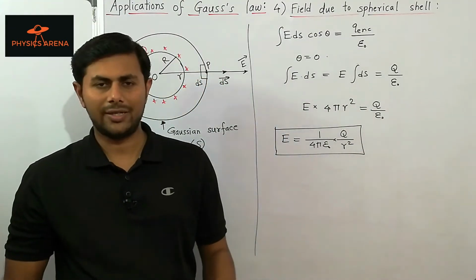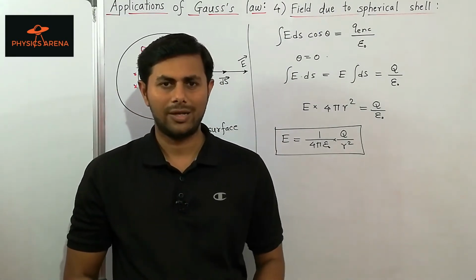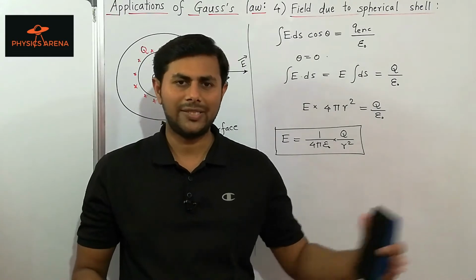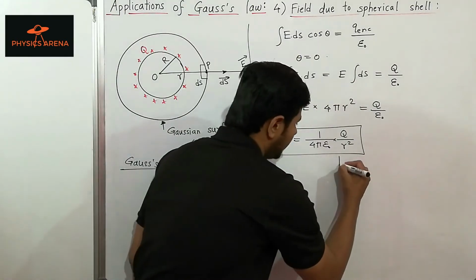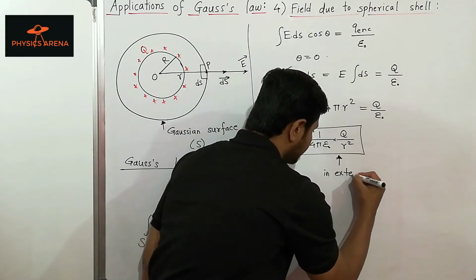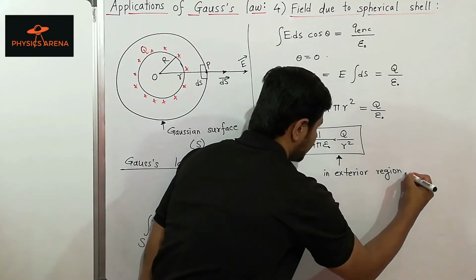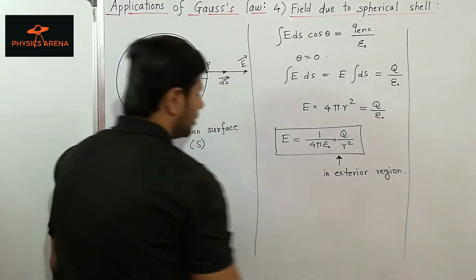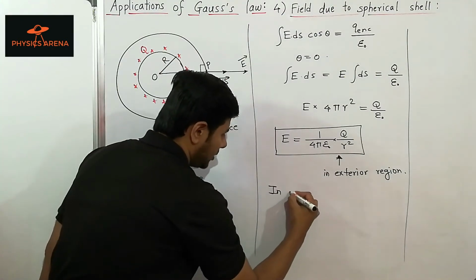So this is the electric field due to positively charged spherical shell at a point which is in the exterior region of the shell. So this is in exterior region. Now what about a point in interior region?